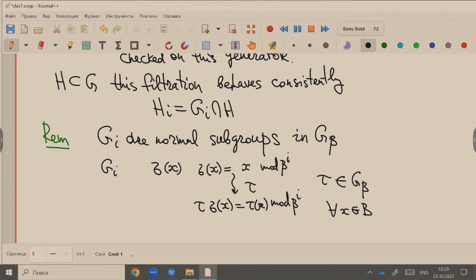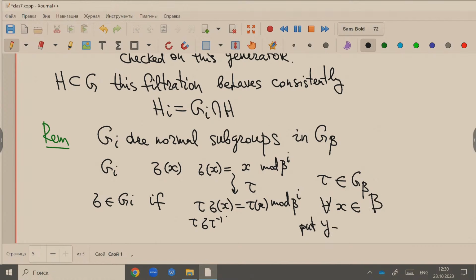So you can put y equal to tau inverse of x, and this allows you to write down sigma tau inverse tau of x, just tau of x. This holds for any x. So let me write down: sigma belongs to Gi if this holds for any x in B.